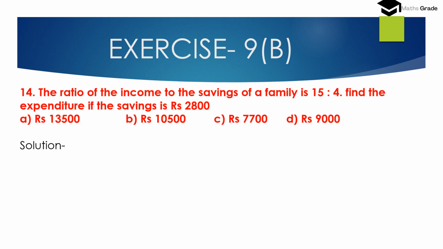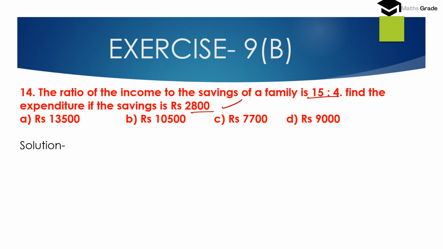Now we will solve question number 14. The ratio of the income to the savings of a family is 15:4. Find the expenditure if the saving is 2,800 rupees. The options are 13,500 rupees, 10,500 rupees, 7,700 rupees and 9,000 rupees.